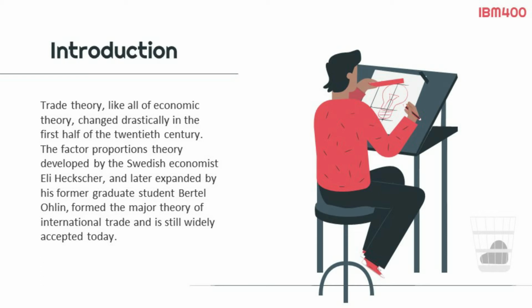Trade theory, like all of economic theory, changed drastically in the first half of the 20th century. The factor proportion theory, developed by the Swedish economist Eli Heckscher, and later expanded by his former graduate student Bertil Ohlin, formed the major theory of international trade and is still widely accepted today.